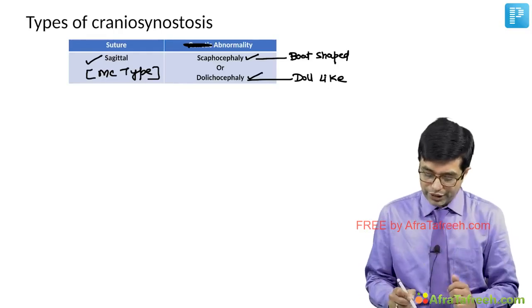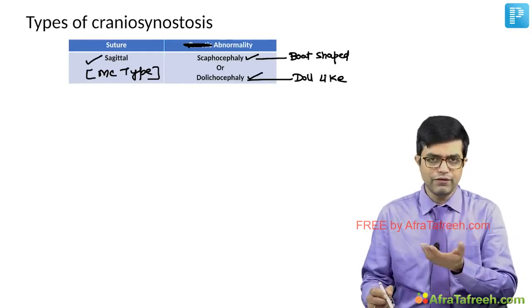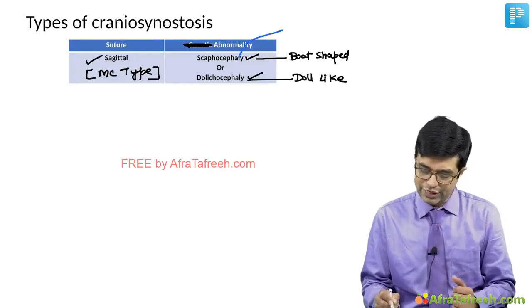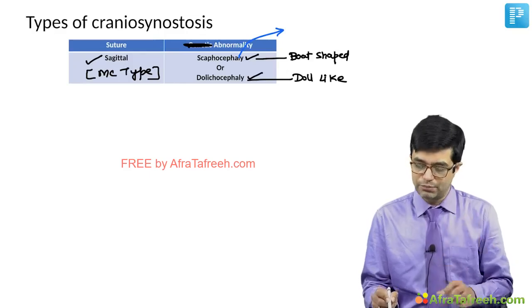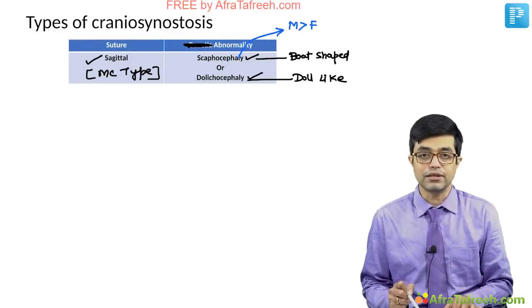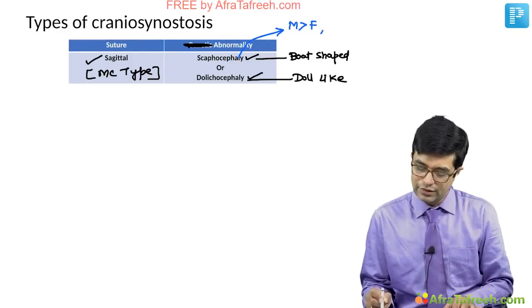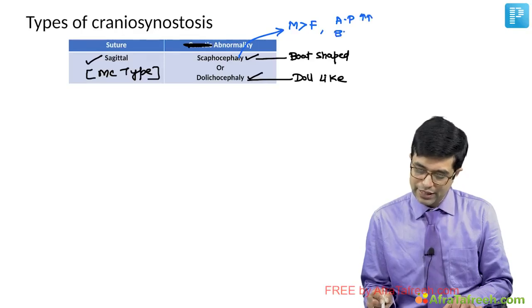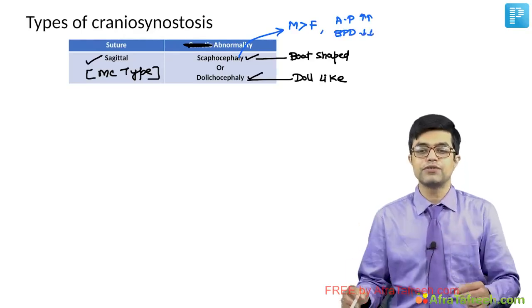Another thing, 2 or 3 points about each variety I'll be mentioning, which can be additional MCQs in statement-based exams. So scaphocephaly or dolichocephaly, remember, it is more common in males as compared to females. And in these children, the antero-posterior diameter is increased, whereas the biparietal diameter is decreased. So they have an elongated kind of skull.